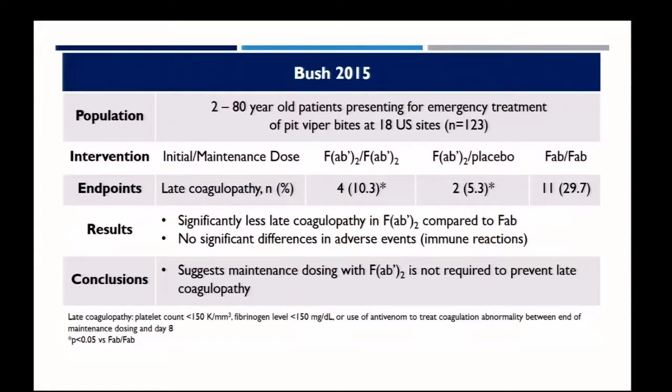Their primary endpoint of this trial was late coagulopathy. They found that there was significantly less late coagulopathy in both of the Fab2 groups compared to Fab, and there were no significant differences in the adverse events, and they had similar immune reactions. So they were able to conclude that perhaps maintenance dosing with Fab2 is not required for initial control and even to prevent late coagulopathy. This is why the FDA recommends you don't have to do maintenance dosing with Fab2.